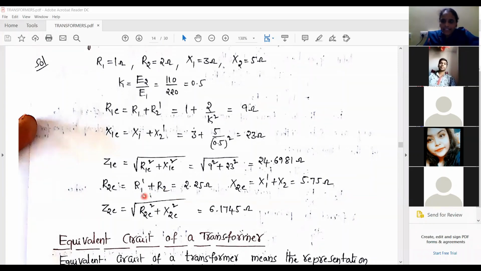What is my R1 dash here? R1 dash becomes, when the primary parameters are transferred to the secondary, R1 into K square. When the primary is transferred to the secondary, you have to multiply by K square. When the secondary is transferred to the primary, you have to divide by K square. That you need to see. That is why here I divide by K square, and here you have to multiply by K square. So R1 dash will become K square into R1. You add that to the R2 value, you get this value. Is it clear?